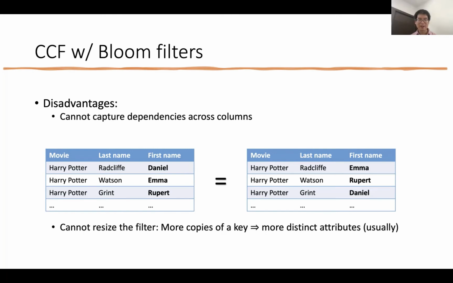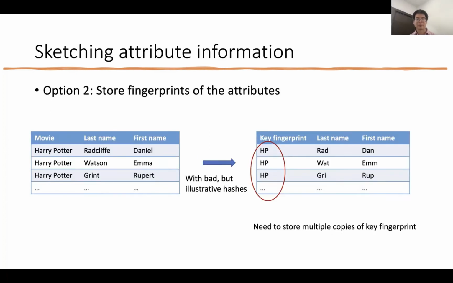Second disadvantage is that you can't resize the filter. As you get more copies of a key, you typically get more of these distinct attributes, and so the false positive rate just keeps getting worse and worse. Another option is to just sketch each attribute entry individually. So in this case, I end up with a table of the same structure. It's just that each entry takes up much less space. In this case, we also need to store multiple copies of a key fingerprint, and there could be quite many of them.